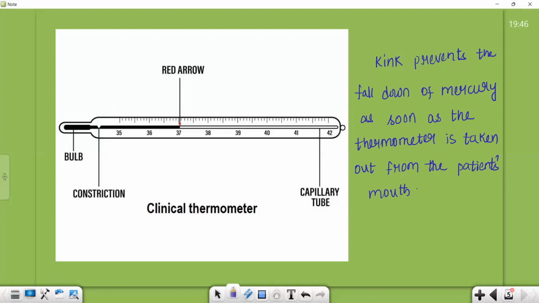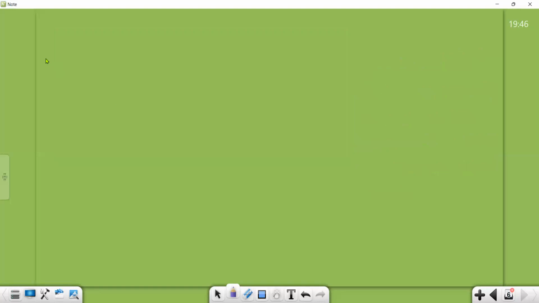Now we will solve a numerical. The question here is: at what temperature exactly are the Fahrenheit and Celsius readings equal, the Fahrenheit and Kelvin readings equal, and the Kelvin and Celsius readings equal? That we will see in each case. So first, consider the temperature at which Celsius and Fahrenheit give the same reading.